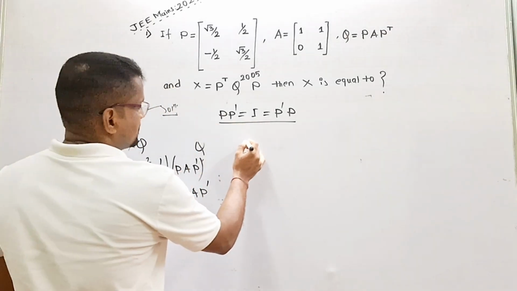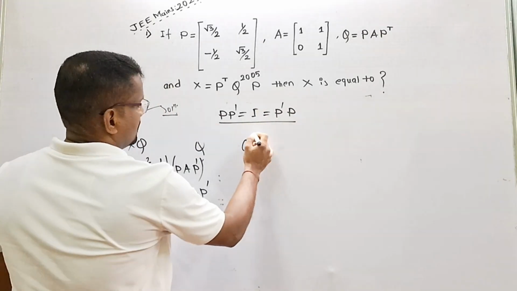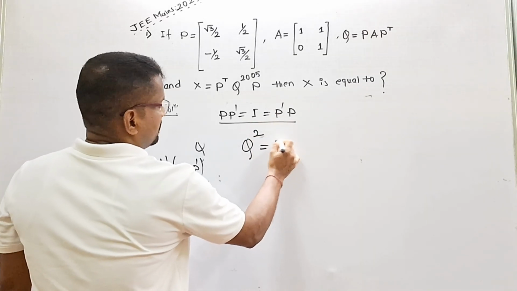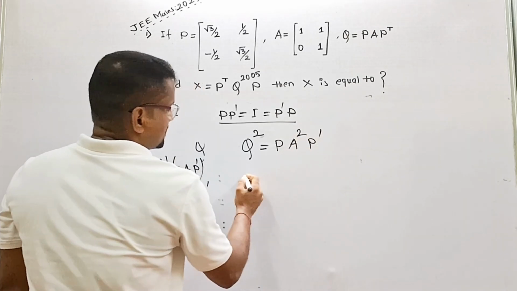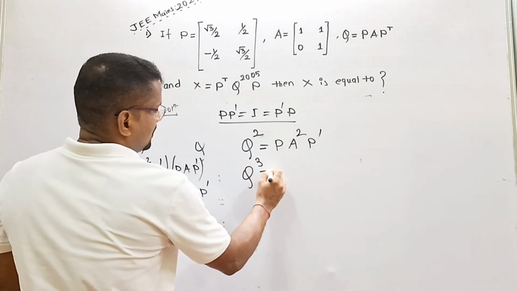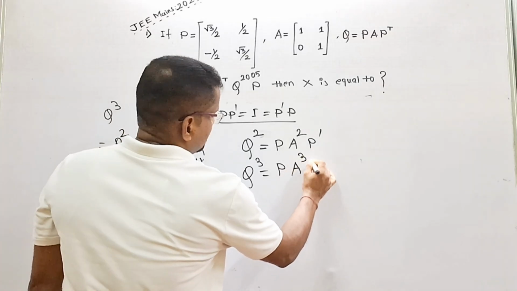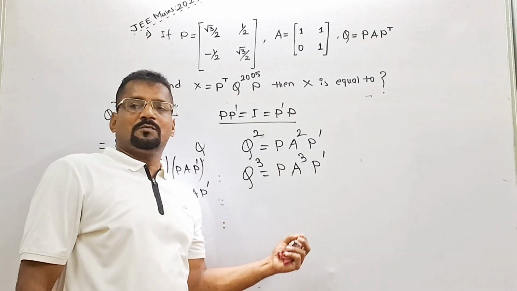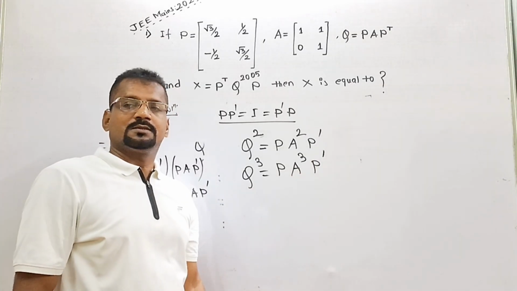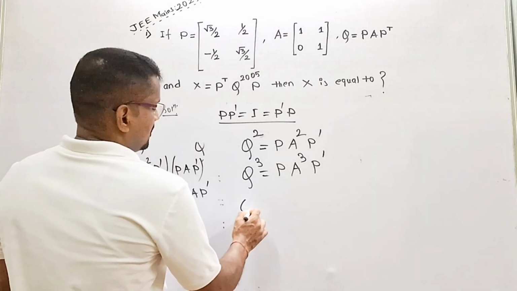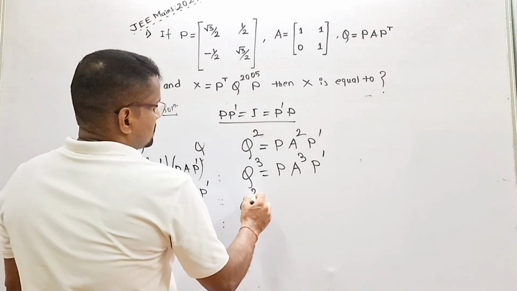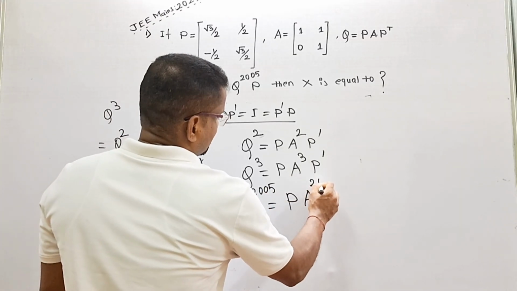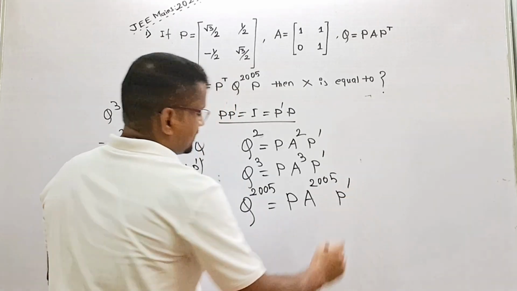Using this, we establish that Q square is nothing but P A square P dash. If it is Q to the power 3, the pattern becomes P A cube P dash. In general, anyone can say, if Q to the power 10, then P A to the power 10 P dash. So by symmetry you can say, if it is Q to the power 2005, that's nothing but P A to the power 2005 times P dash.